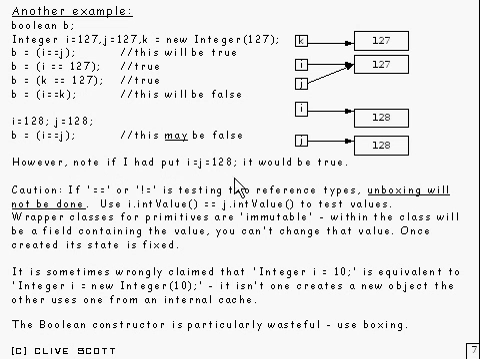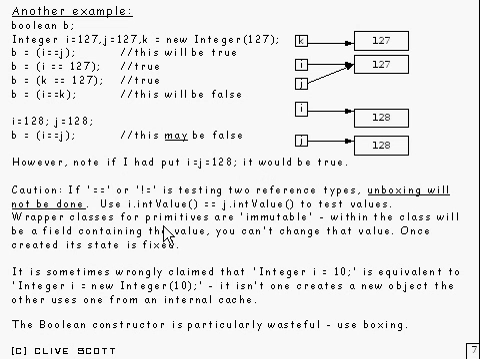These are full of little traps. To emphasize this, if you use == or !=, and it's testing two reference types, unboxing will not be done. You're doing a test of reference equality, so you've got to be careful of that. If you want to test the values, the only safe way to do it is i.intValue() == j.intValue(), and that's going to test the values, with no problem.